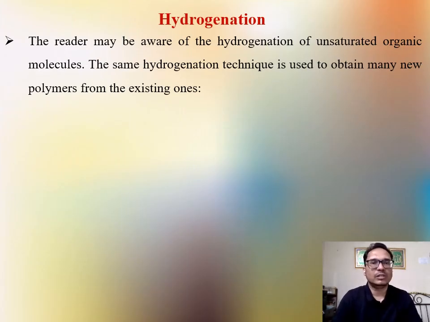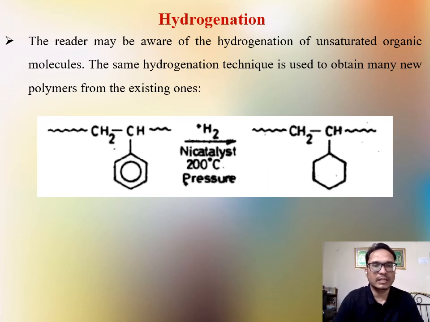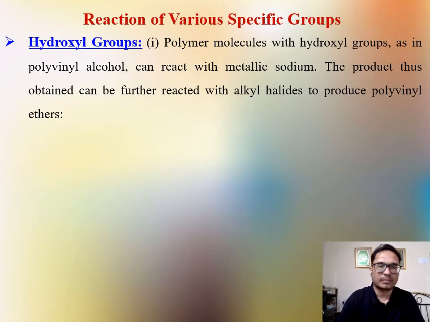The polymers show the same type of hydrogenation reactions as shown by the unsaturated organic molecules. The polymers can be reduced in presence of different reducing agents. The same hydrogenation technique is used to obtain many new polymers from the existing ones. For example, when polystyrene is reduced in presence of nickel at 200 degrees Celsius, it is converted into cyclohexyl polyethylene polymer.